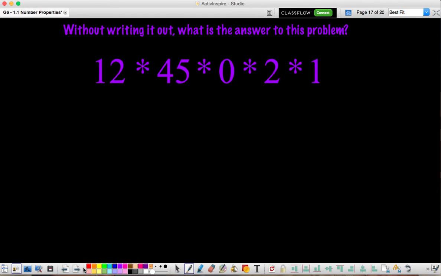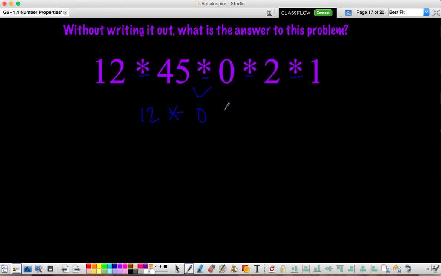Okay, so without writing it out, let's take a look at this problem and make it easier to do in our heads. I could sit and do 12 times 45 and then multiply it by 0, then multiply it by 2, then multiply it by 1. But here's the thing. Since all of these are multiplication, no matter what I do, my answer is going to be 0. Let's start with 45 times 0. Well, that's going to be 0.